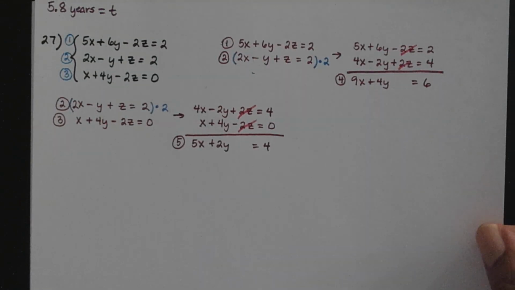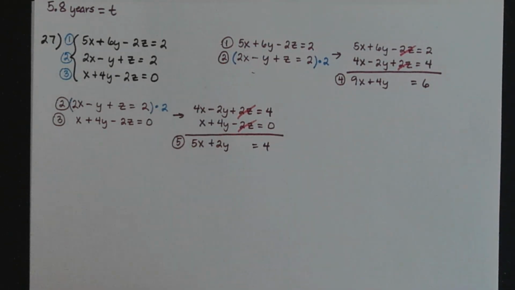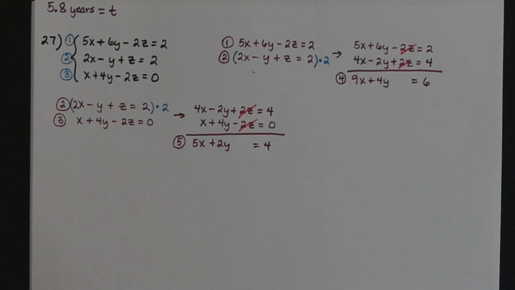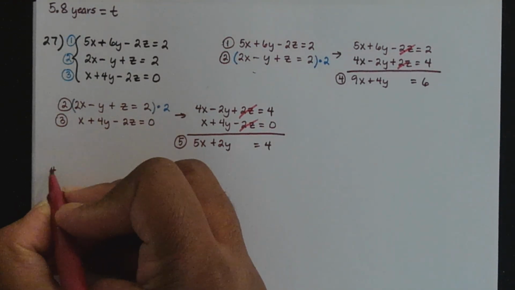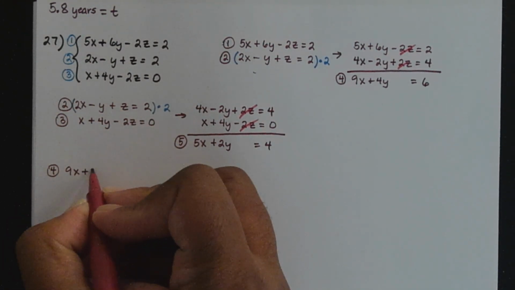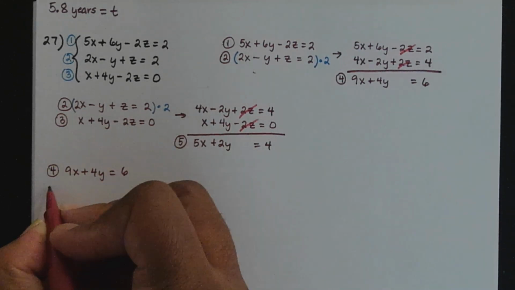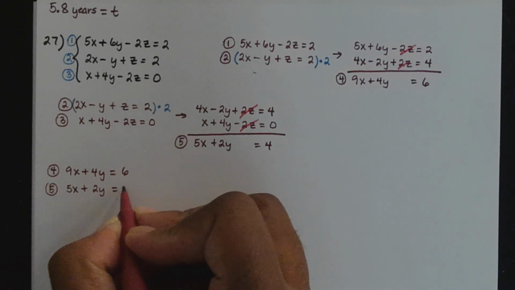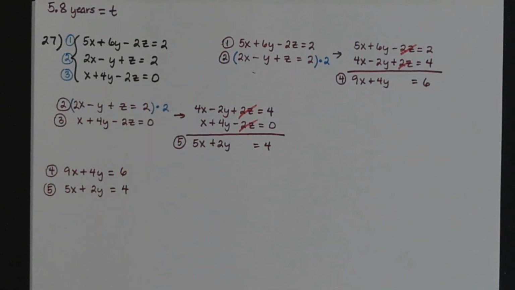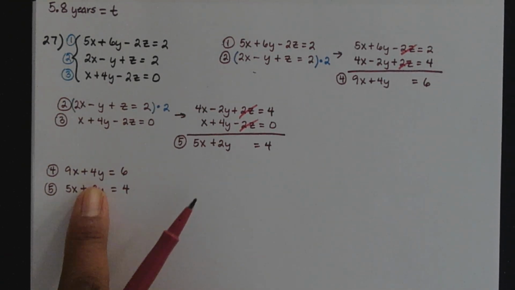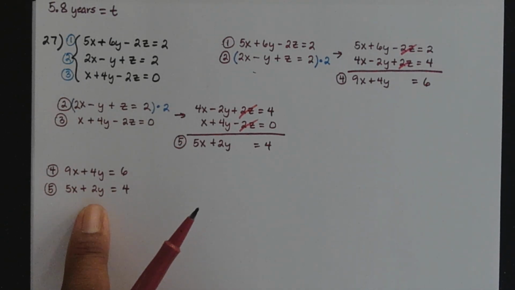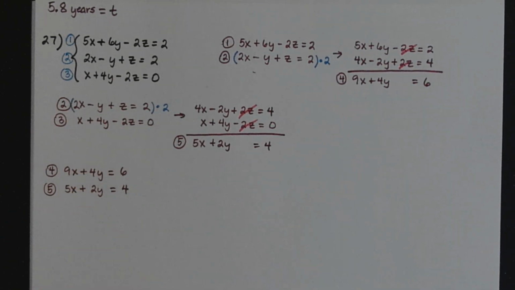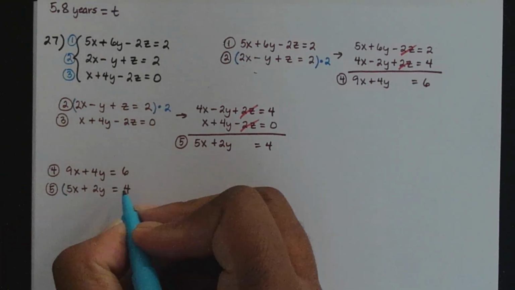And now I'm going to use equations 4 and 5 to eliminate either the x or the y. So equation 4 was 9x plus 4y is equal to 6. Equation 5, that's 5x plus 2y, is equal to 4. All right, so which variable would you like to eliminate, the x or the y? The y, because I know 4 is a multiple of 2. If I want that 2y to be, and I do need opposite signs here, so I need to multiply the second equation, equation 5, by what number? Negative 2.